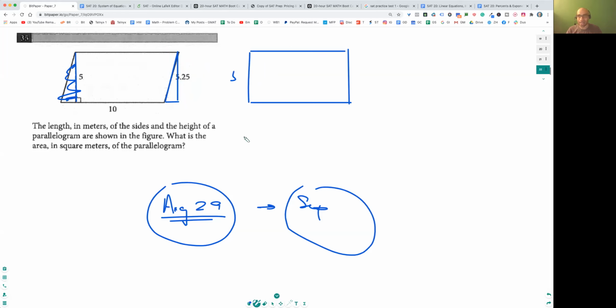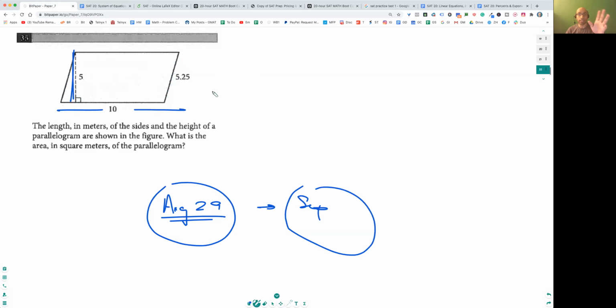You can just cut it out straight up from this part over here, right? And just stick it over here, right? You don't need to cut it. The actual formula of a parallelogram is just the height times the base, right? The height is 5 and the base is 10. That's the formula you need to remember.